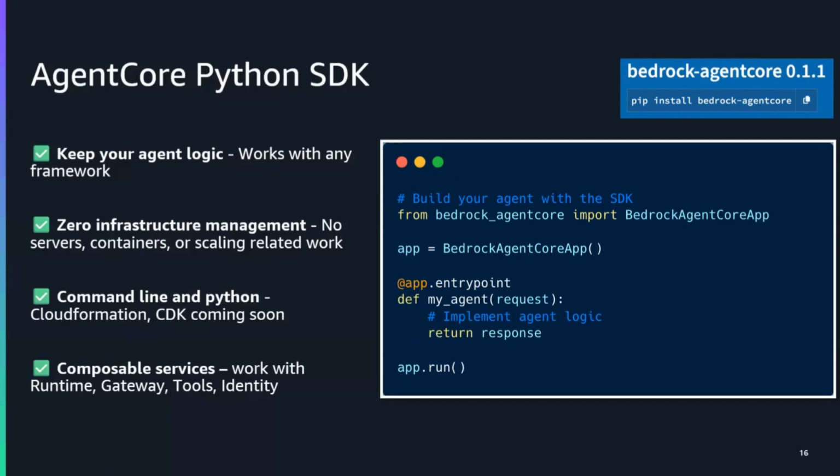So you keep all your agent logic. There is no friction from moving from one thing to the other. If you have your agents built in LangGraph today, that agent logic remains the same. You just have to add a few lines of Bedrock AgentCore, and you're good to go. There is no infrastructure to manage, such as servers, containers, or any type of scaling related work. All that is taken care of for you. So that's through the AgentCore Python SDK.